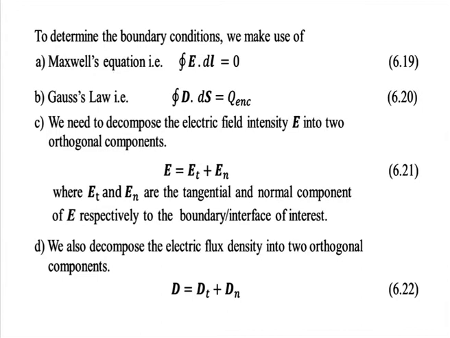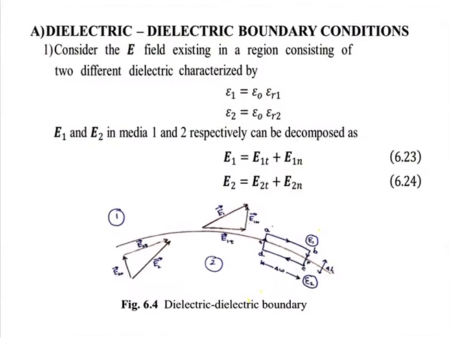The electric field E would be decomposed into 2 components Et and En, where Et and En are the tangential and normal components of the electric field intensity. Similarly, we will decompose D into 2 components Dt and Dn. We take the first case, which is the dielectric boundary condition. Here we have 2 different mediums having permittivity epsilon 1 and epsilon 2. We break E1 into 2 parts, E1t plus E1n, and similarly we break E2 into E2t plus E2n.